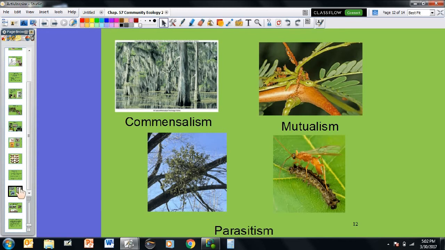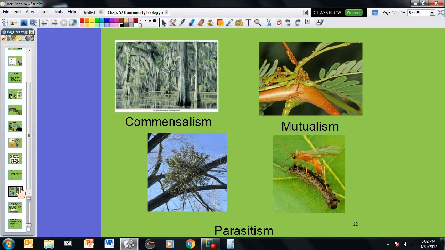And the final is parasitism. In this, one organism is helped while the other, the host, is harmed. The host may be harmed for a short time, like with a tick, or it's sometimes even killed. My example is the mistletoe. We see it at Christmas time as this cool thing that you hang up and then you get kissed under.